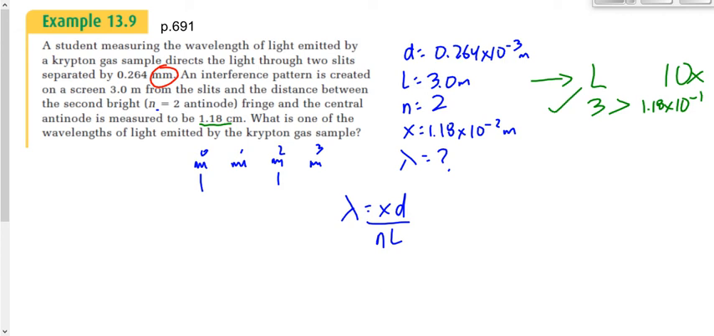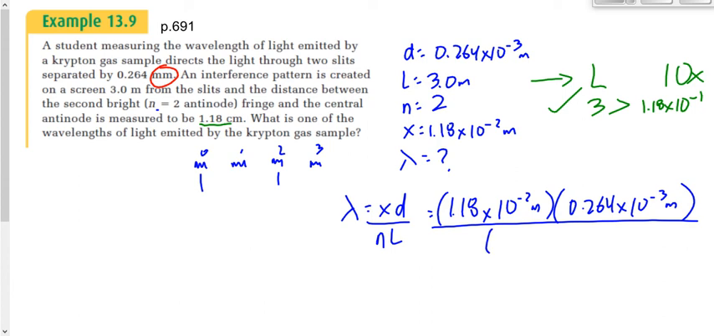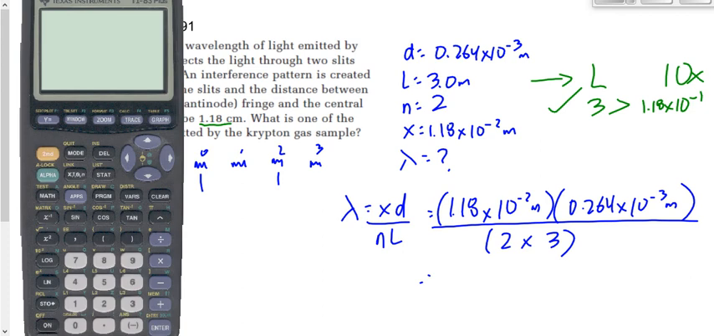Okay, so we're good. We can use this equation. X is 1.18 times 10 to the minus 2, times D, which is 0.264 times 10 to the minus 3. N is 2, and L is 3. So 1.18 times 10 to the minus 2 times 0.264 times 10 to the minus 3, divided by 6, gives 5.2 times 10 to the minus 7.